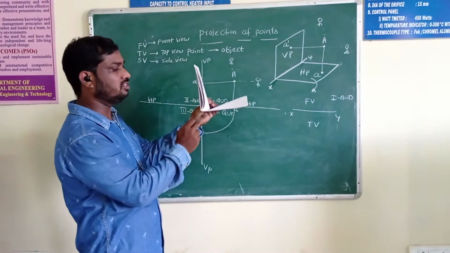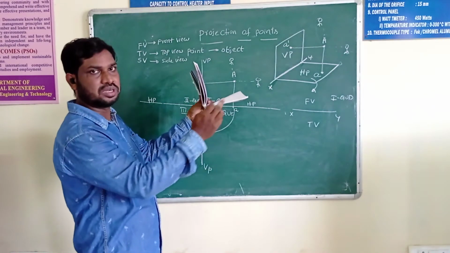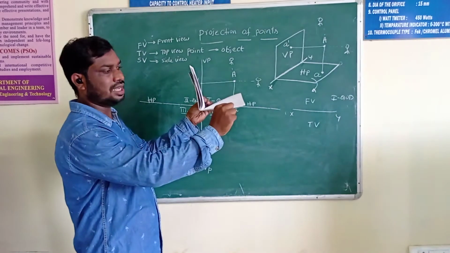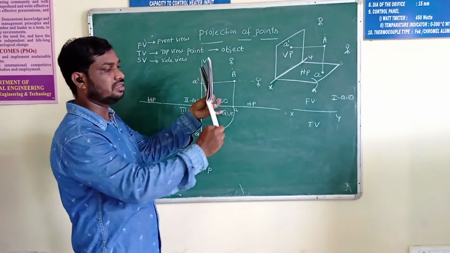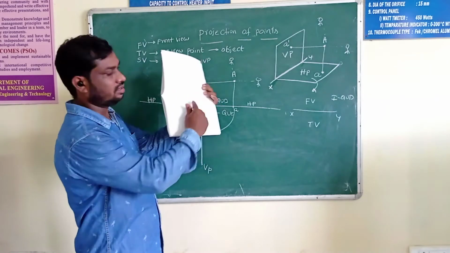Now what is the condition? This is the middle one. Sorry, this one is the xy line. This is the first quadrant. This is the xy line. If you rotate only the horizontal plane clockwise 90 degrees, what are you getting? This is the xy line.